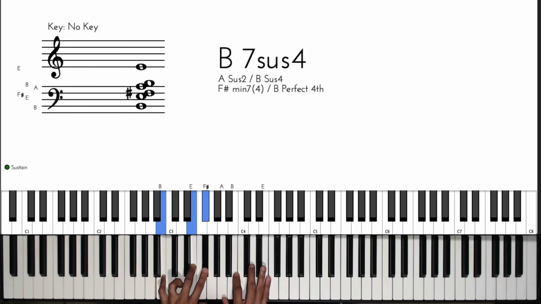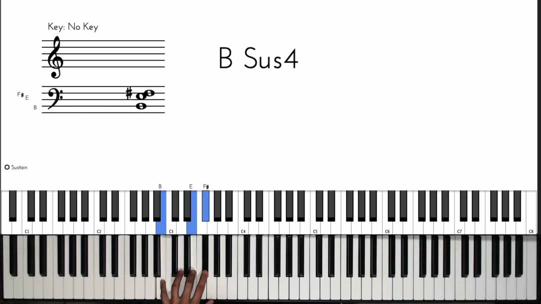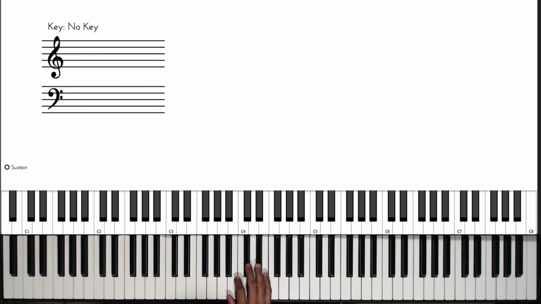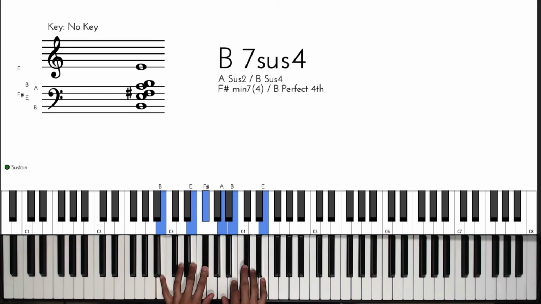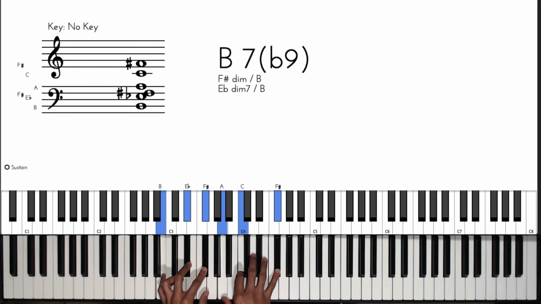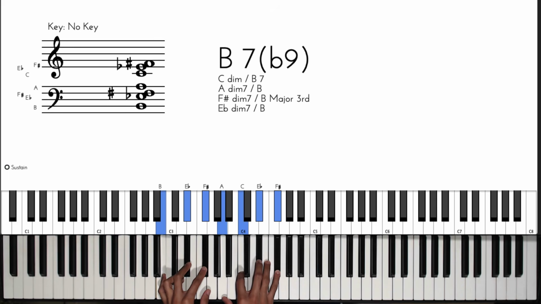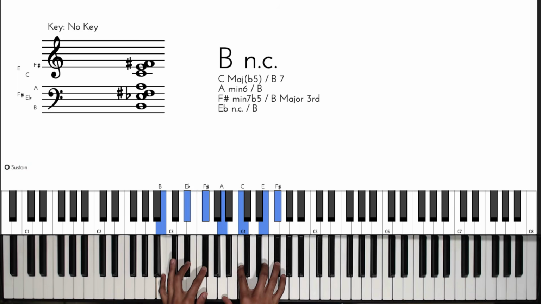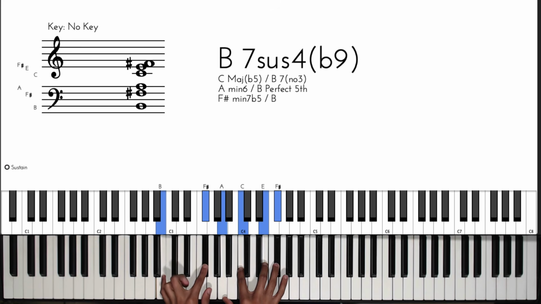And I like thinking about this chord as a combination of 2 suspended chords, right? It's a B sus4 with an A sus2. And then we resolve it. We can either resolve it to a B7. We have many different options, right? B7 or B7 flat 9. We can voice it like this. Or even to a B7 sus4 flat 9, right?